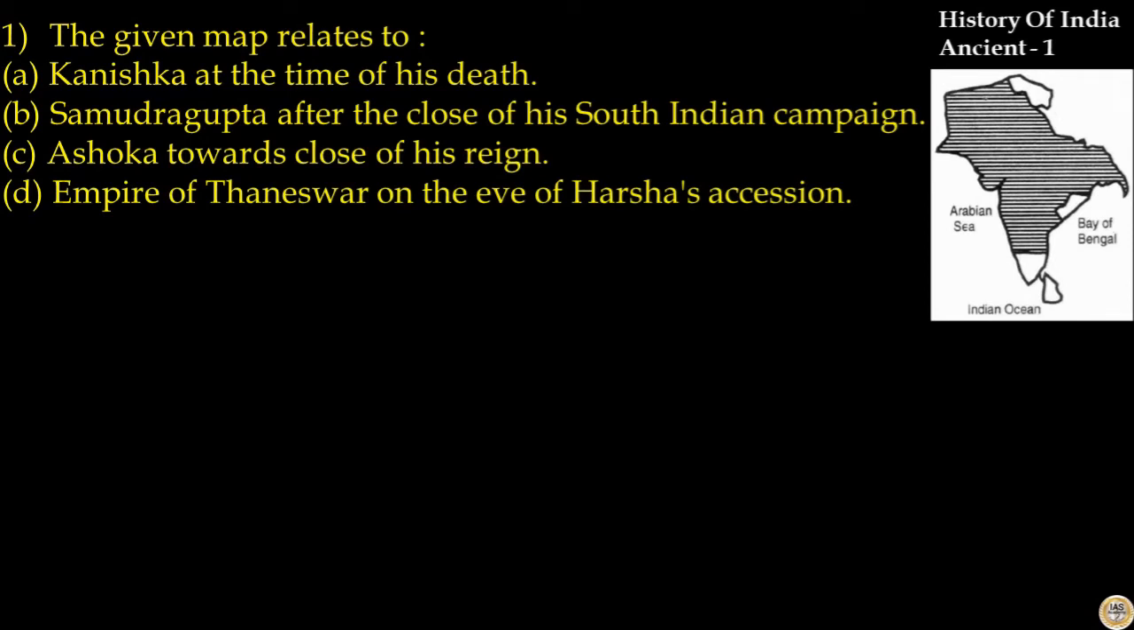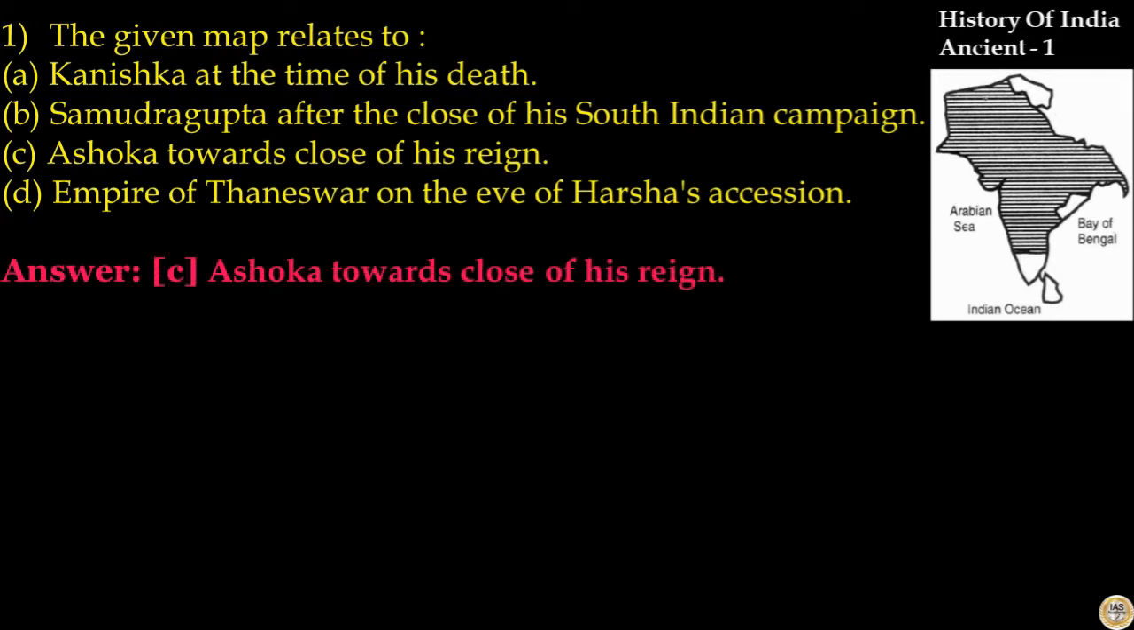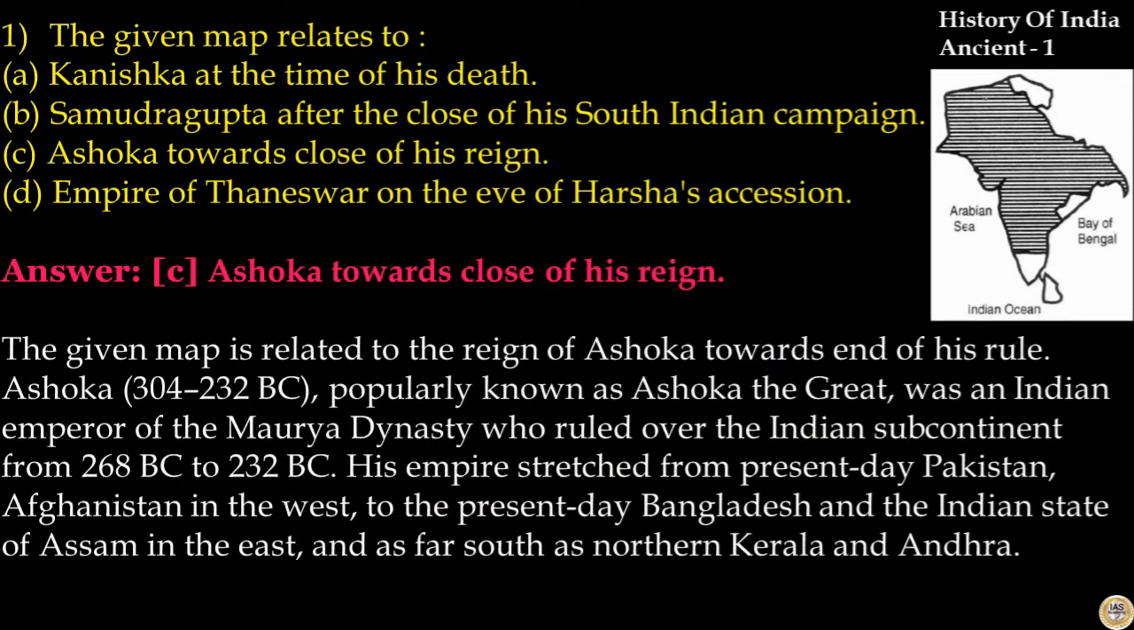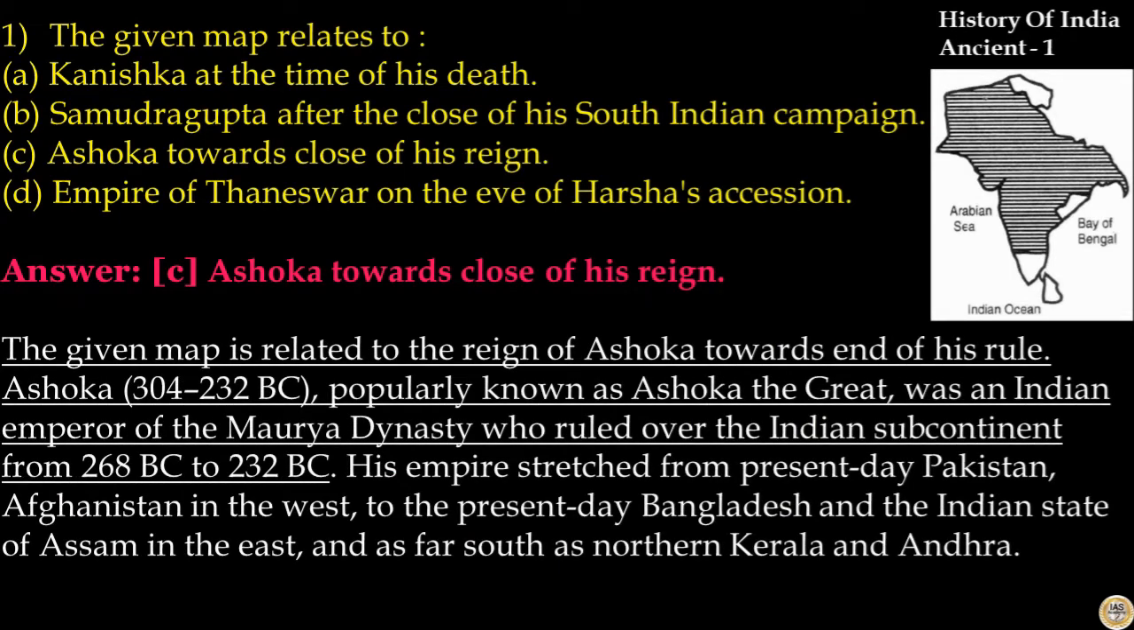Our first question is, the given map relates to option A Kanishka at the time of his death, option B Samudragupta after the close of his South Indian campaign, option C Ashoka towards close of his reign, option D Empire of Tanishwar on the eve of Harsha's accession. The answer to this question is option C Ashoka towards close of his reign. The given map is related to the reign of Ashoka towards end of his rule.